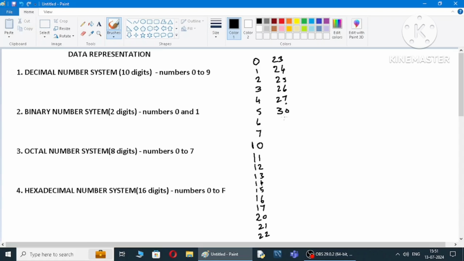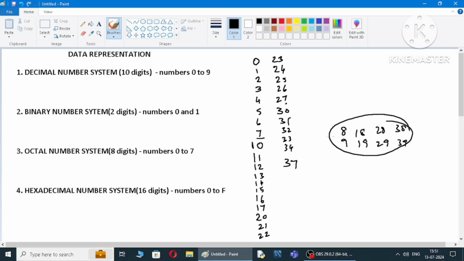So start with 30, 31, 32, 33, 34. Now if you listen carefully, you only have digits up to 7. So 8, 9, 18, 19, 28, 29, 38, 39, these numbers will be missing in the octal number system. At one point 77 will be there. So 77 is the biggest two-digit number in the octal number system, because we don't have 78, 88, 99. These numbers are not present.